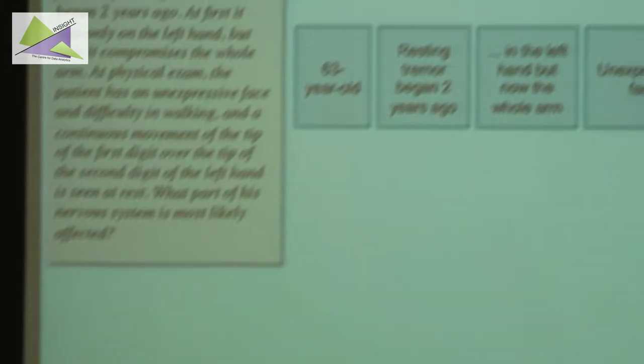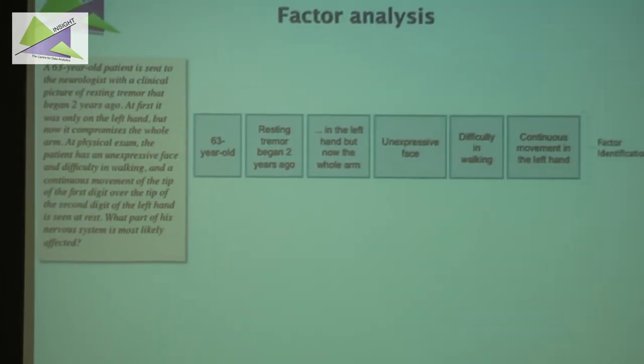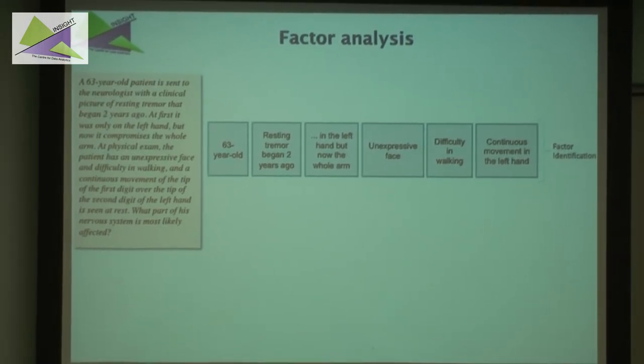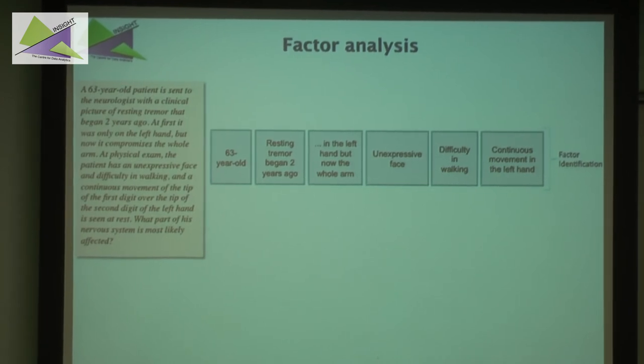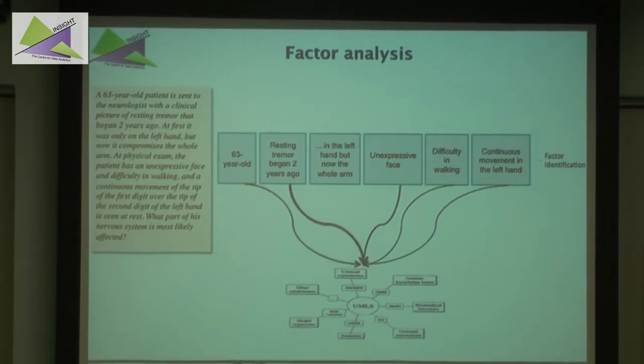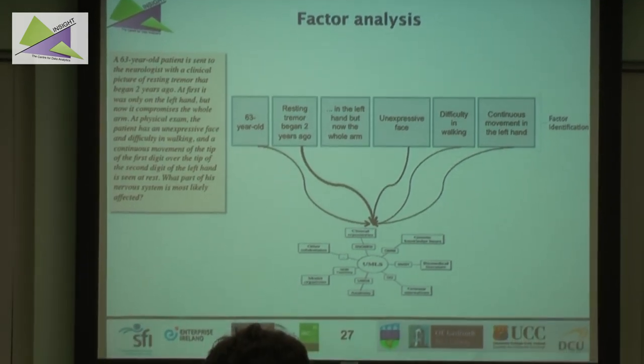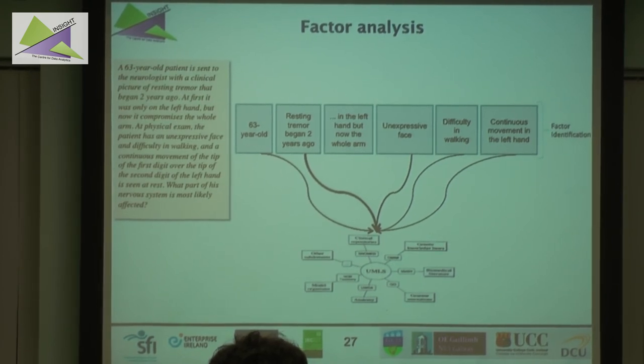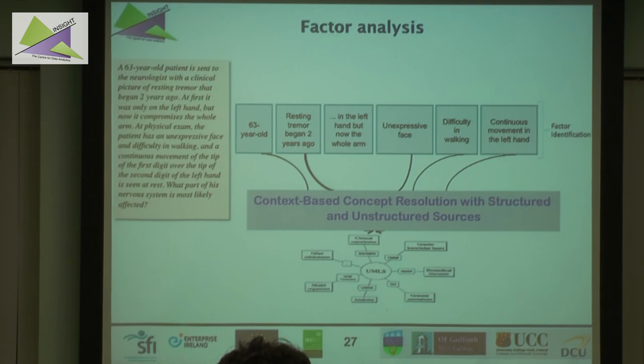I was a summer intern there, and I worked on this particular component called factor analysis. Given a question, first they have one trained system to do this factor identification. My job was to find the correct sense in one big knowledge base called UMLS, which is the integrated source of many different medical ontologies. We have to find out what this means, for example, difficulty in walking. But the main problem is that you cannot say difficulty in walking has the same meaning in every case, because it's highly dependent on the context and the medical patient situation. So this is a very tough problem compared to classical named entity recognition or named entity linking. We call it context-based concept resolution with structured and unstructured resources.